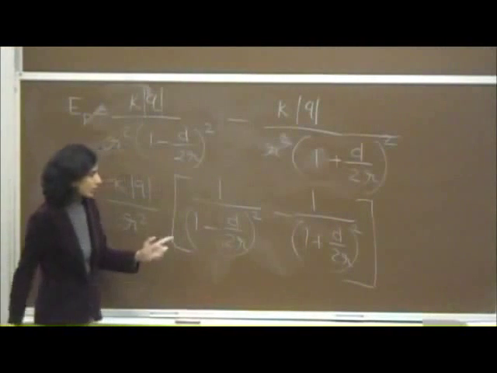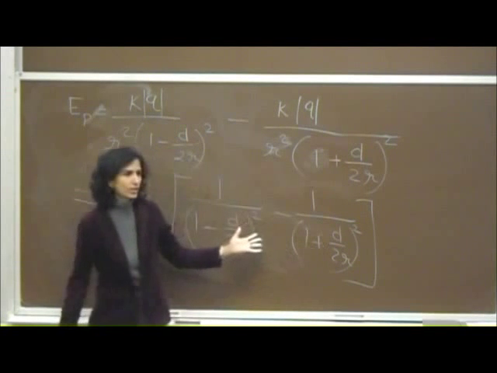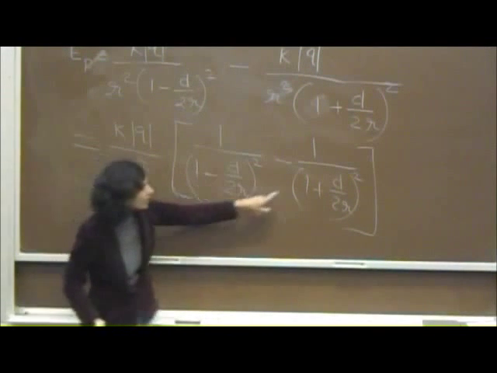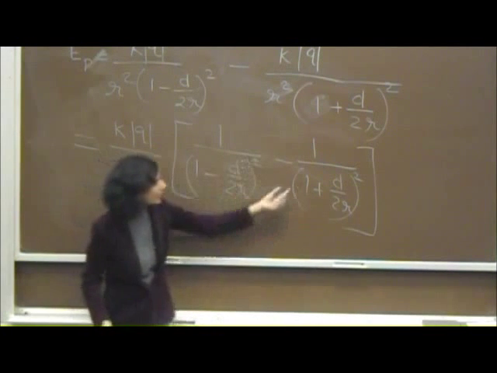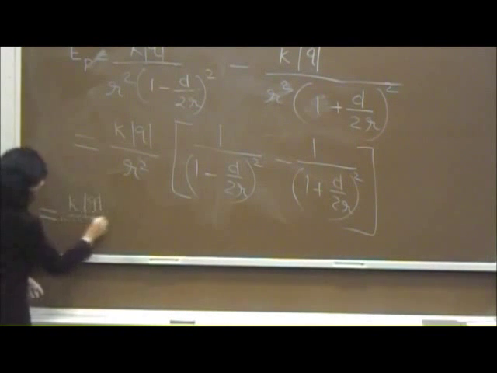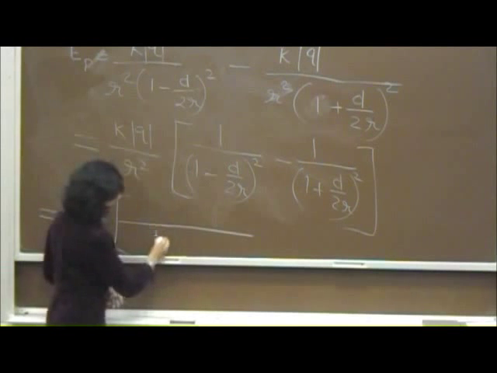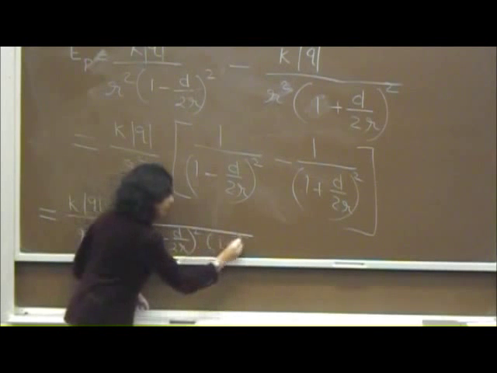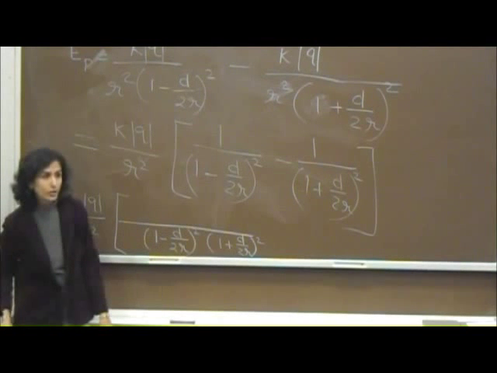So here, what I'm going to do, I have these two things. I have to find the LCM, lowest common denominator. Do you know how to solve these things? And you see this is like A minus B, A plus B. In fact, what we have is A minus B squared, A plus B squared. So you can see that what I will end up with is something like this. I will end up with 1 minus D over 2R, squared, times 1 plus D over 2R, squared. This is the common denominator, lowest common denominator.